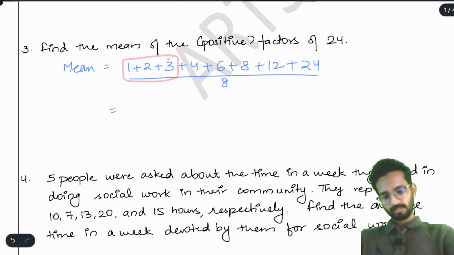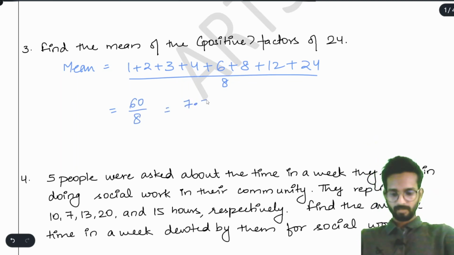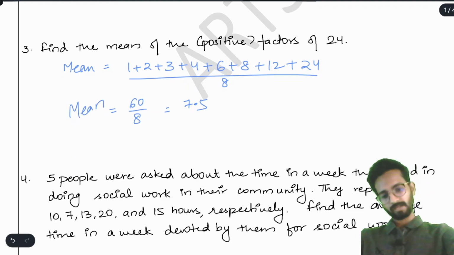1 plus 2 plus 3 is 6, 6 and 4 is 10, 16, 16 and 8 is 24, 36, 48, 60. So I can say here 60 by 8. That is nothing but 7.5. That is your mean. Mean is nothing but average.